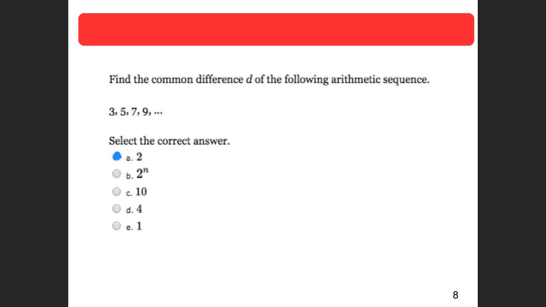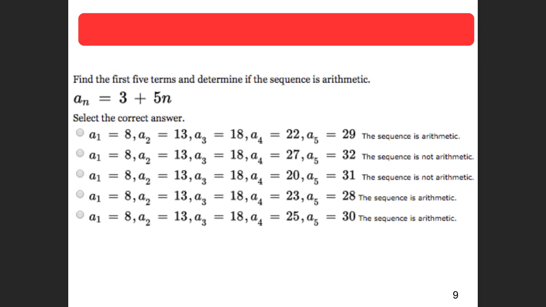All right. Number 3. Number 3 says find the first 5 terms and determine if the sequence is arithmetic. Well, how do we find them? Last week we talked about finding the terms of any sequence, and we just plug in 1 and 2. If I plug 1 in here, 5 times 1 is 5 plus 3, that's 8. So my first term is 8.